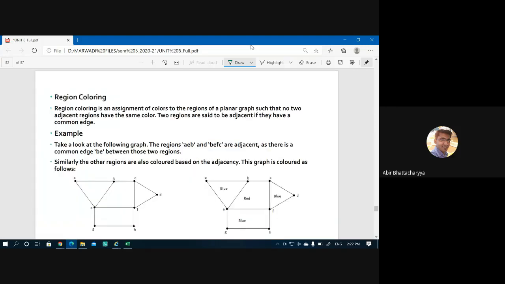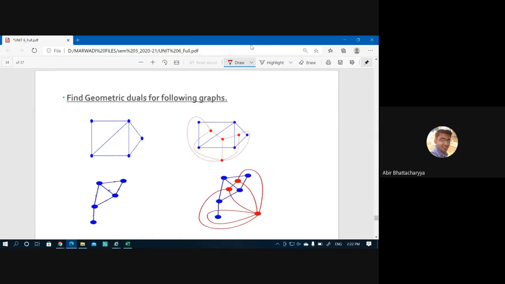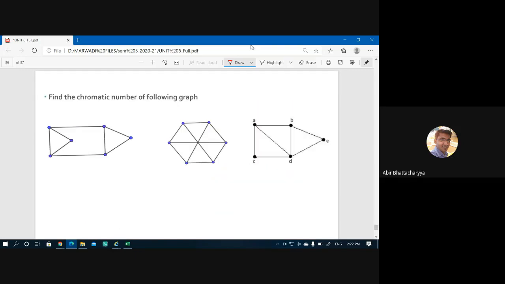Okay. Last one is region coloring. Region coloring is the same concept as vertex coloring. We color the regions one by one, but such that no two adjacent regions have the same color. There are very good applications of region coloring, like clustering, data mining, image capturing, and networking, and so on. Also, you can find the geometric duals of these questions easily. These are the examples.